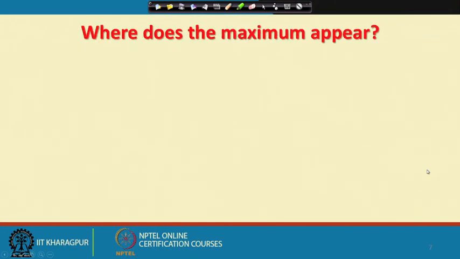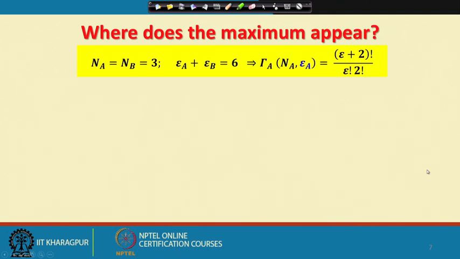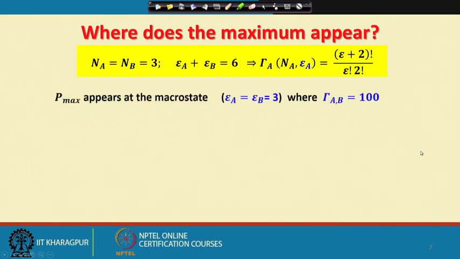So, the first thing that I show here is, where does the maximum appear? When you are given this particular situation, we have already seen that the P max appears at the macrostate where epsilon A is equal to epsilon B equal to 3, and the associated number of microscopic states is 100. But obviously, this is not the case when I am considering a very general case. In that very general case, can I predict what is going to be the position of the maximum in the distribution? This is what we are going to work on next.